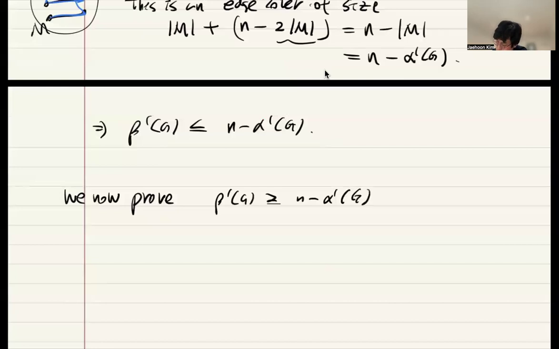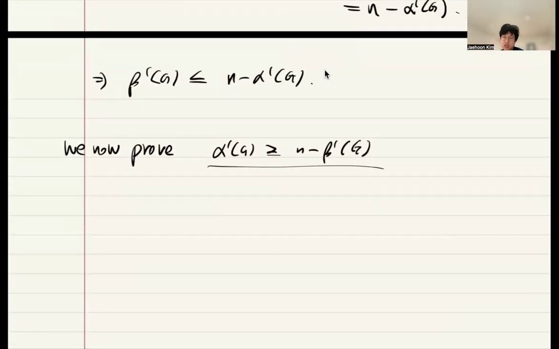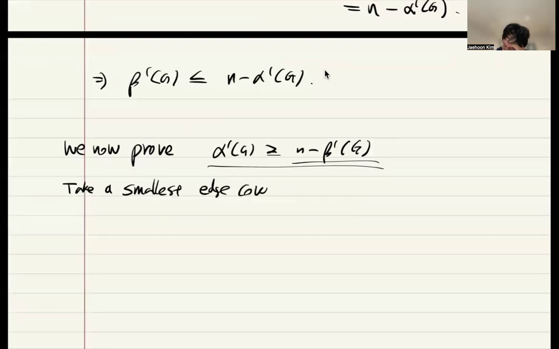And this can be rearranged so that this is alpha prime and this is beta prime. So we want to prove this. Again, what do we want to do? We want to construct a matching of size, say, this. So take a smallest edge cover, say L.